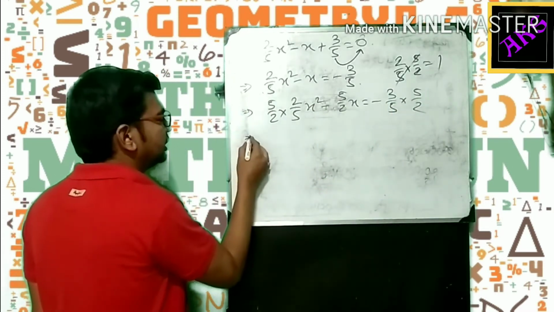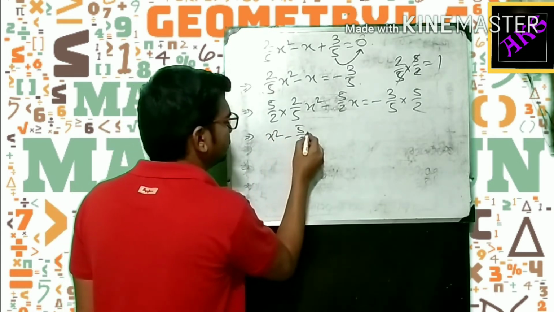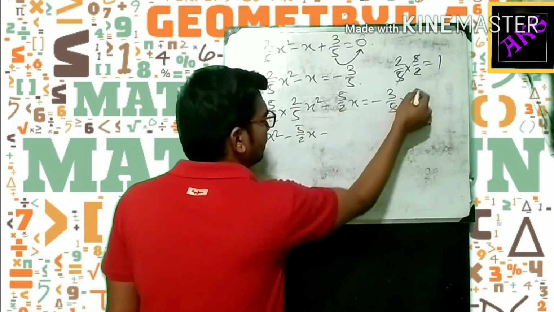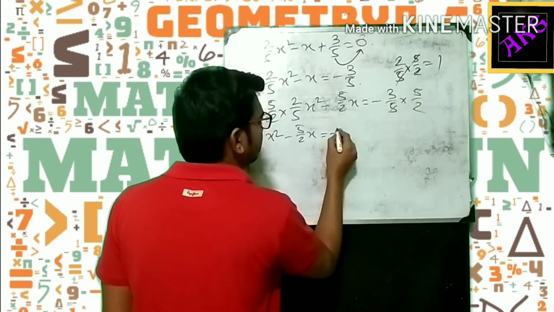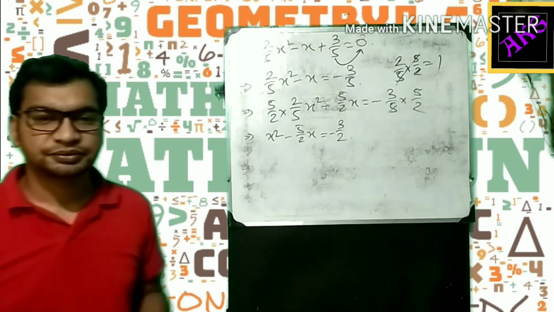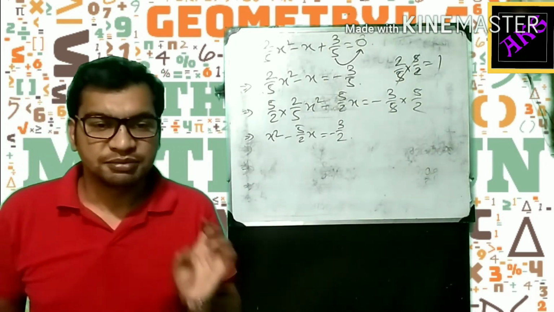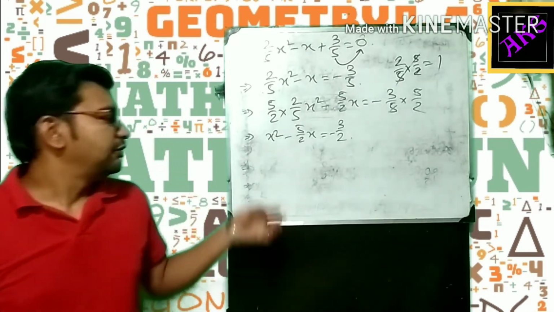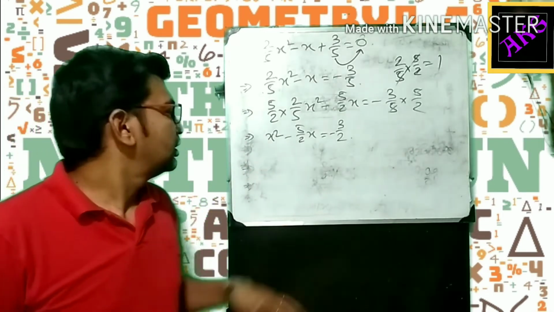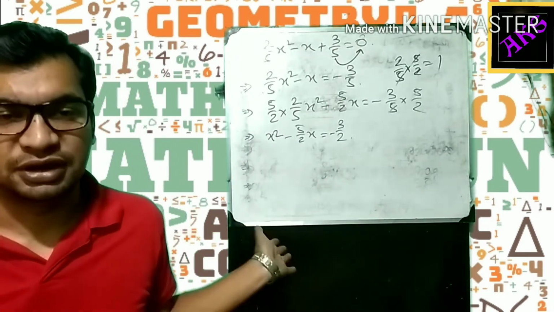Okay, so what do we get? We get x square minus 5 by 2x, minus 5 cancels, equal to minus 3 by 2. Clear? Okay. Now the most important step. If you understand this step, this will be a glass of water.